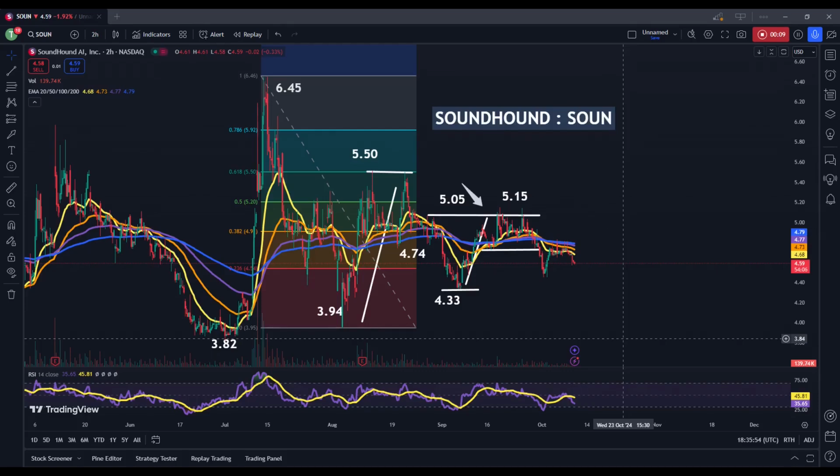We have the current stock market update for SoundHound AI Incorporated, stock ticker SOUN.